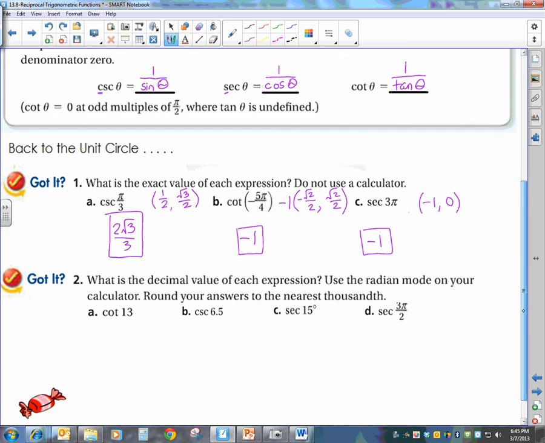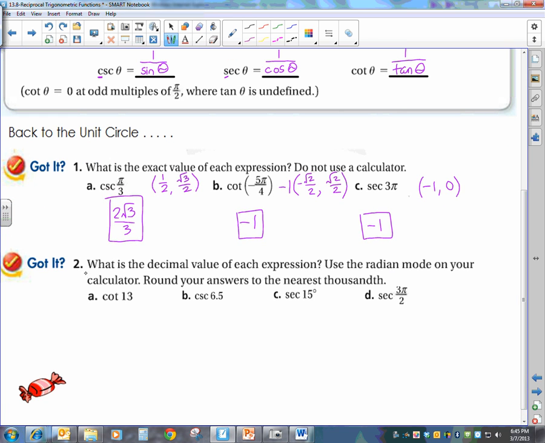Now, the next set of examples have you using your calculator. So pause it and get your calculator if you don't have it with you. The important thing to remember is when to have it in radians and when to have it in degrees. And we've talked about if there is no symbol, then it's in radians. So this will be radians. This will be radians. This has a degree symbol, so it will be degrees, and then we'll be back to radians.